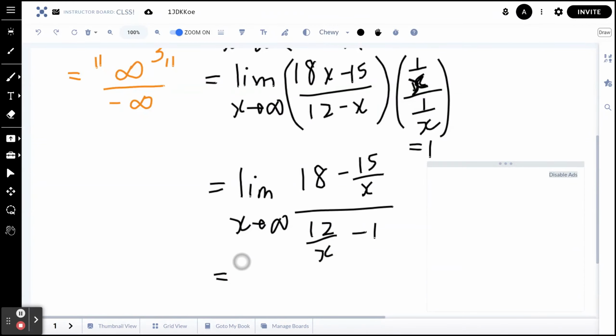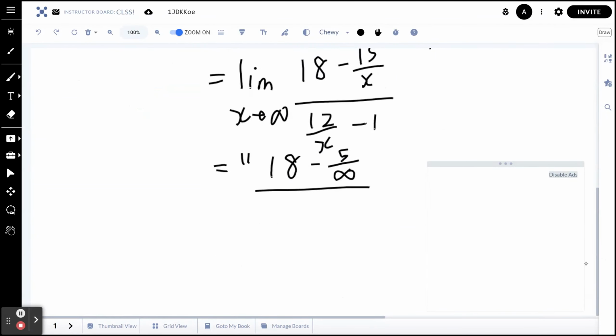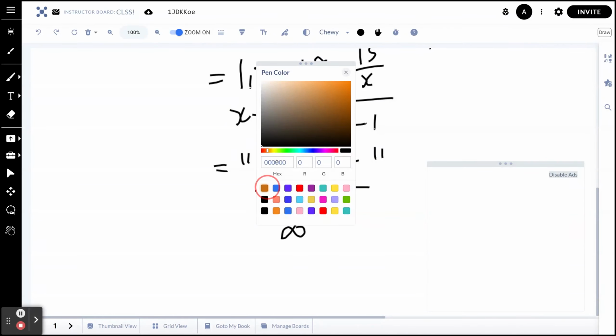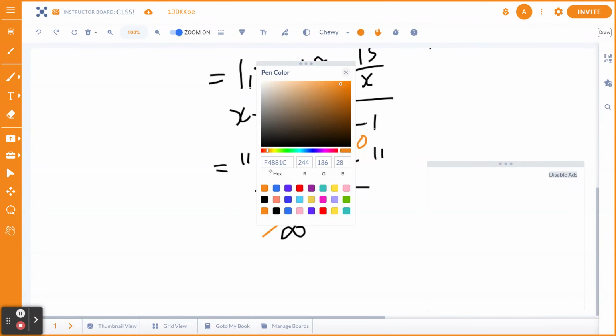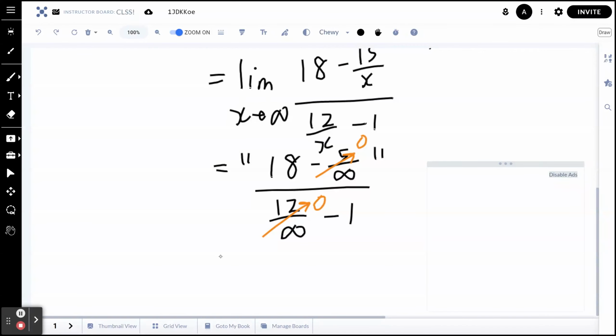Now, when you plug in x equal to infinity in this case, and I'll put this in quotation marks, you would discover that this is 18 minus 5 divided by infinity, over 12 divided by infinity minus 1. Now be mindful, in the world of limits, 12 divided by infinity or 5 divided by infinity gives you 0. So when you work it out, that's going to be exactly 18 divided by negative 1, which is negative 18.